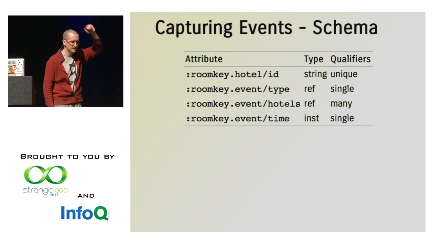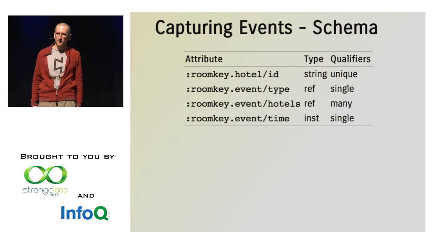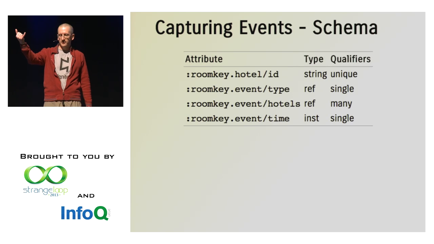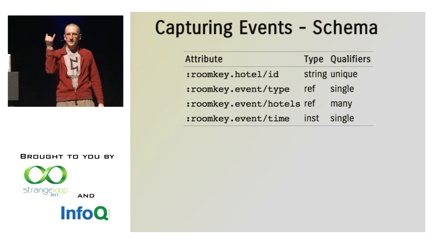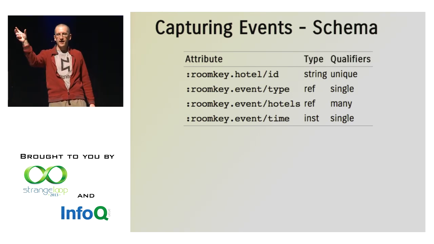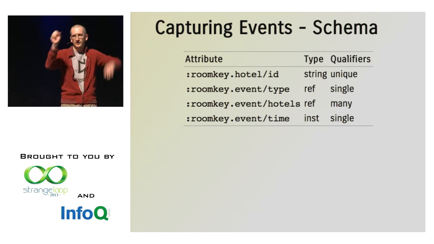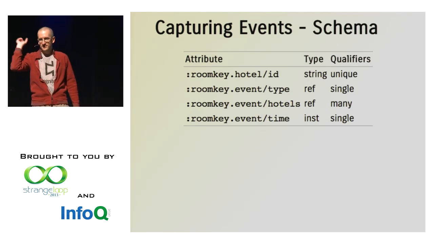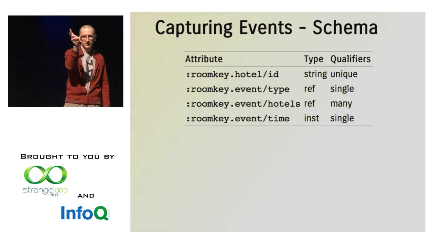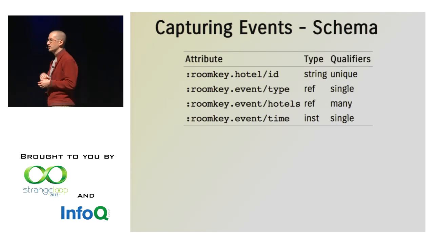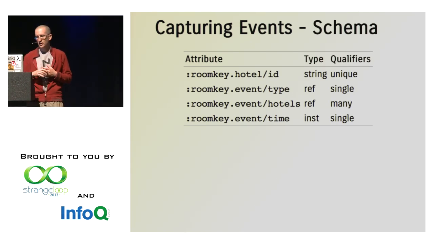You can't have two datums in the database where you say, this event, modeled by entity 5678, has a datum that says entity, attribute type, value something, and then another datum that says same entity, same attribute, different value. That's what cardinality single means. You can't have two datums with the same entity and attribute, but with different values at the same time.